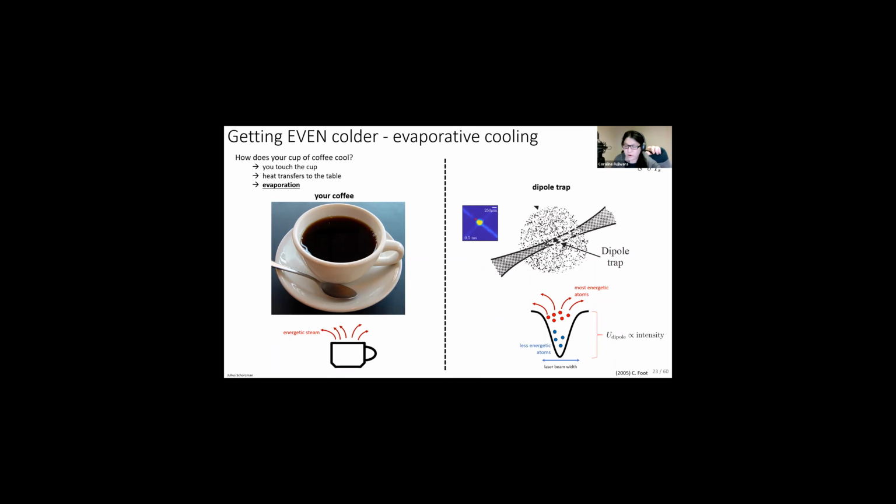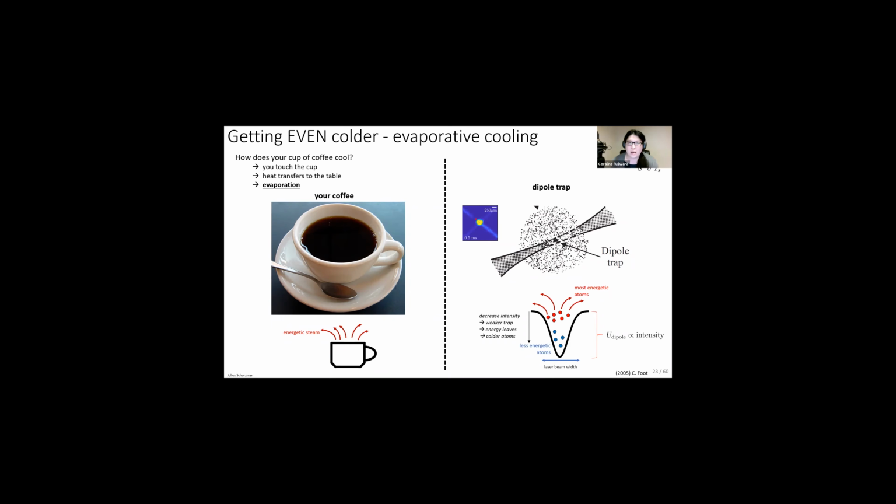And I can further encourage cooling by simply decreasing the intensity in my laser beam, by just turning down the knob on the power on my laser controller, say. As I turn down the power in my laser, this decreases the intensity, which creates a weaker trap, which means the most energetic atoms can leave. And once the most energetic atoms leave, that leaves behind a colder sample. Hopefully you can see how this is basically analogous to the evaporative cooling out of your coffee cup.